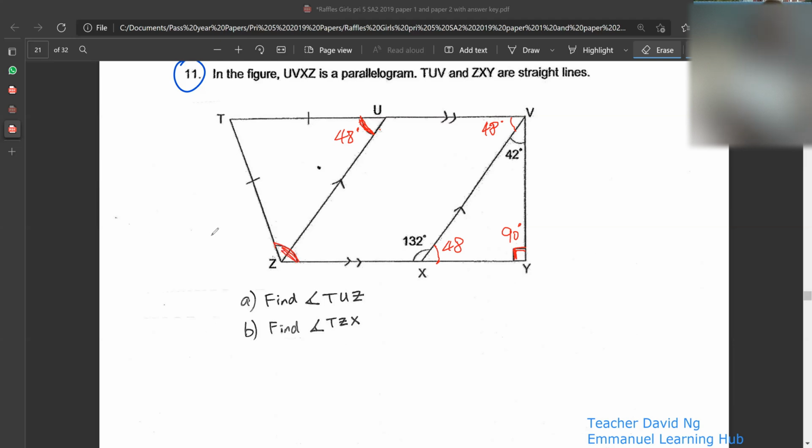Okay, 48. Isosceles, yes, this is 48. Alternate angle, this is 48. Wait, TUV straight line, ZXY straight line. Just double check the straight line. 48. So TZX is 180 minus 48 minus 48, okay. Any question? No.